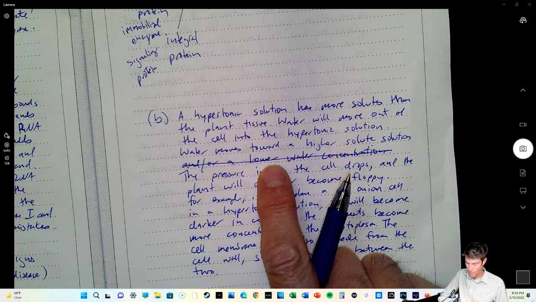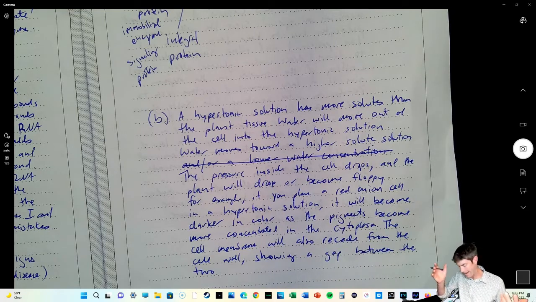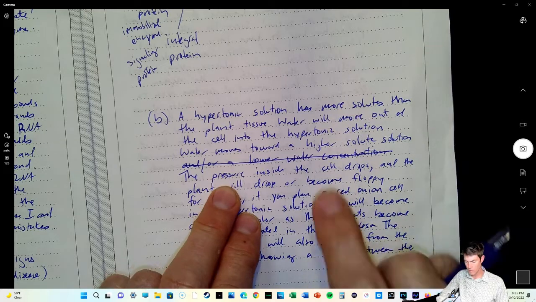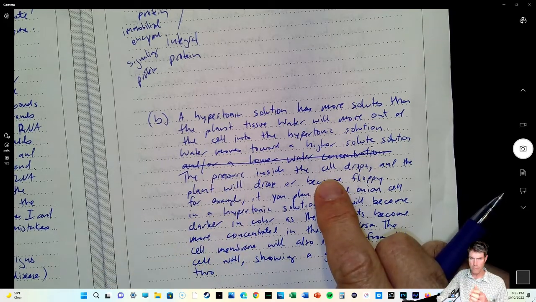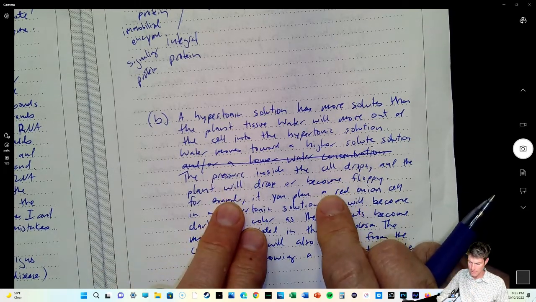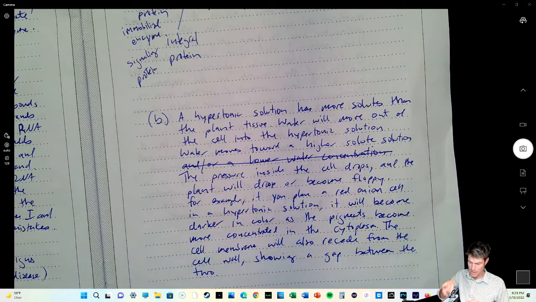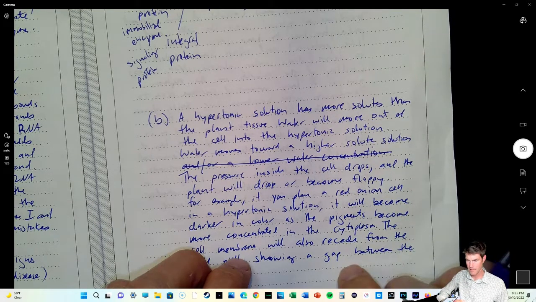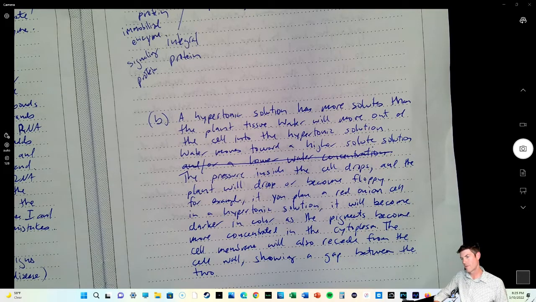But they don't want to hear that. I went and looked at the key, and they don't want to hear that. I really don't understand why. But the pressure inside the cell will drop as the water leaves, like the air going out of a balloon, and that plant will become kind of floppy, kind of like when we did the little potato slices in the quarters, put them in fresh water and then salty water, they got pretty floppy.